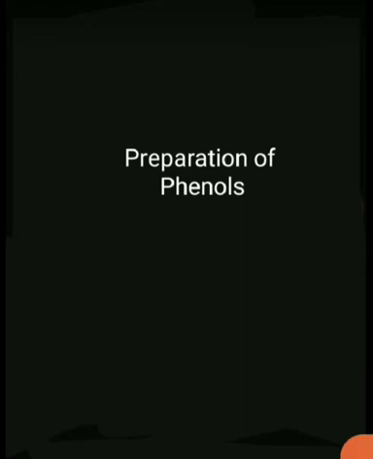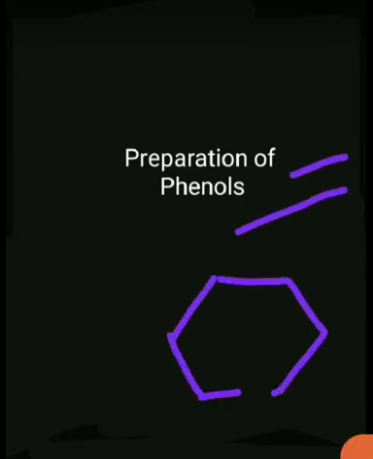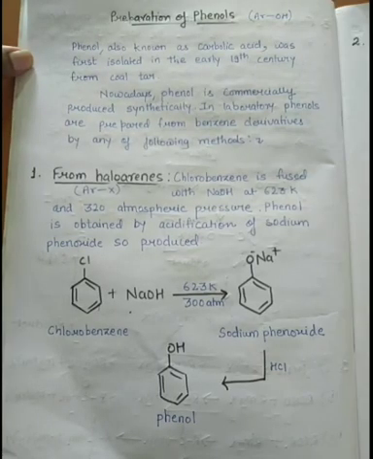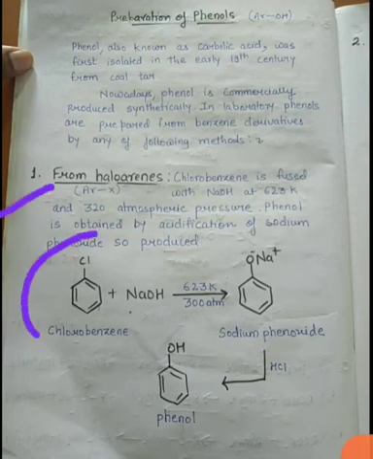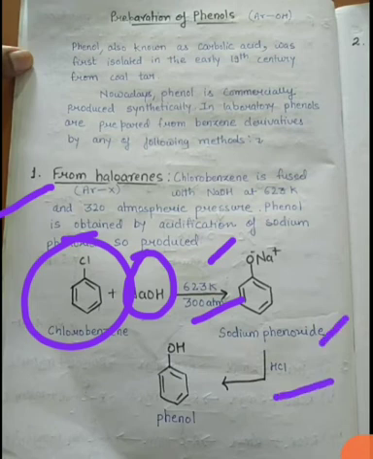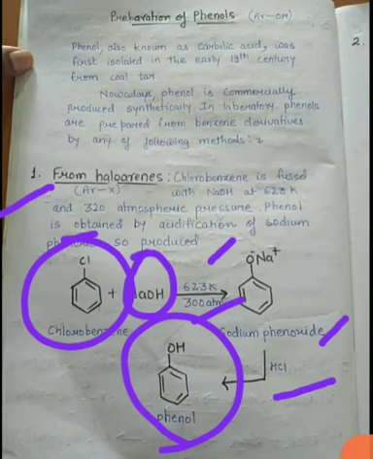Now let us take the review. For preparation of phenol, we basically draw phenol, that is this skeleton, from any benzene derivative. So we have seen 4 processes. The very first was from haloarene, where we took haloarene and reacted it with NaOH at a temperature of 623 Kelvin and pressure of 300 atmospheres. Then sodium phenoxide is formed, which is then acidified and phenol is obtained.